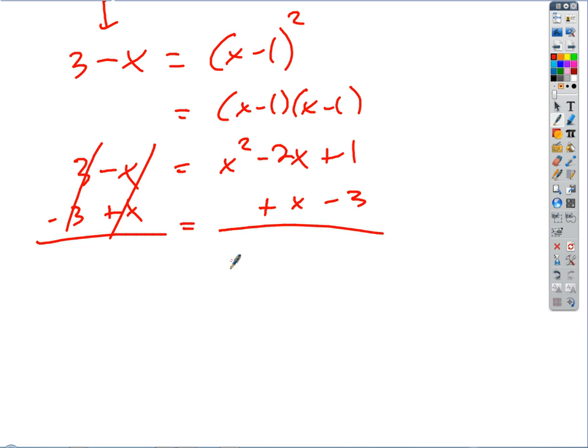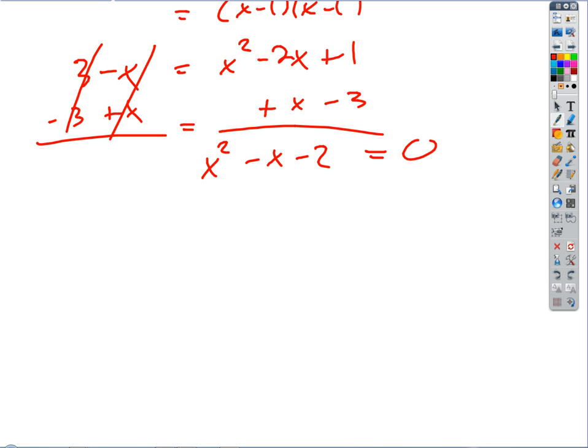Right? So we end up with x squared minus x minus 2 equals 0. Well, let's go ahead and put the equals 0 over there. Is that just our answer? No, we're trying to solve this thing. We've got to find the values of x.